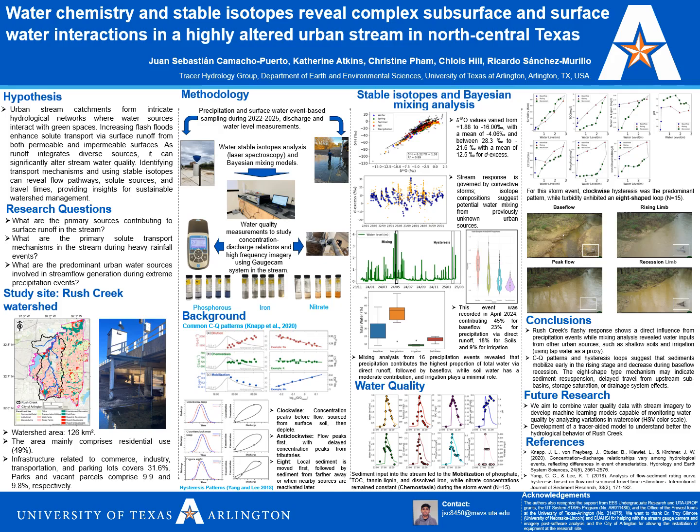The research questions are: What are the primary sources contributing to surface runoff in the stream? What are the primary solid transport mechanisms in the stream during rainfall events? What are the predominant urban water sources involved in stream generation during extreme precipitation events?